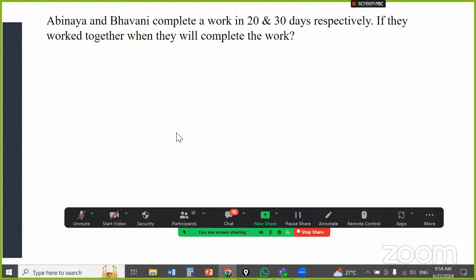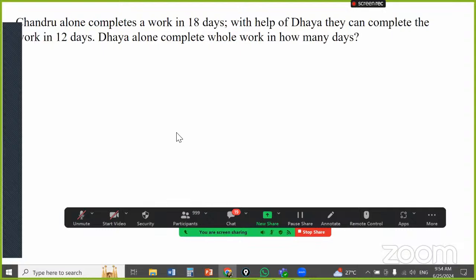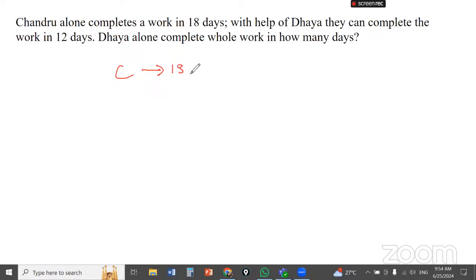Okay, the next one. Chandru alone completes the work in 18 days. With the help of Daya, they can complete the work in 12 days. Daya alone completes the whole work in how many days? So here, Chandru's work alone they have given separately. Chandru alone can complete it in 18 days. And Chandru and Daya together, if they work together, they'll be completing it in 12 days. Now, Daya alone takes how many days to complete the work? That's what they've asked you.